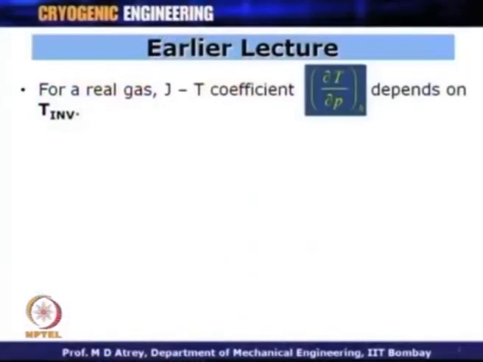So, welcome to the 10th lecture of Cryogenic Engineering under the NPTEL program. Just to take an overview of what we learned in the last lecture, we found that for the liquefaction of a real gas, the JT coefficient, that is del T by del P at constant enthalpy, depends on inversion temperature. So, we learned the concept of inversion temperature. And we found that in order to get a JT cooling effect for a real gas, the initial state of the gas should be less than the inversion temperature.